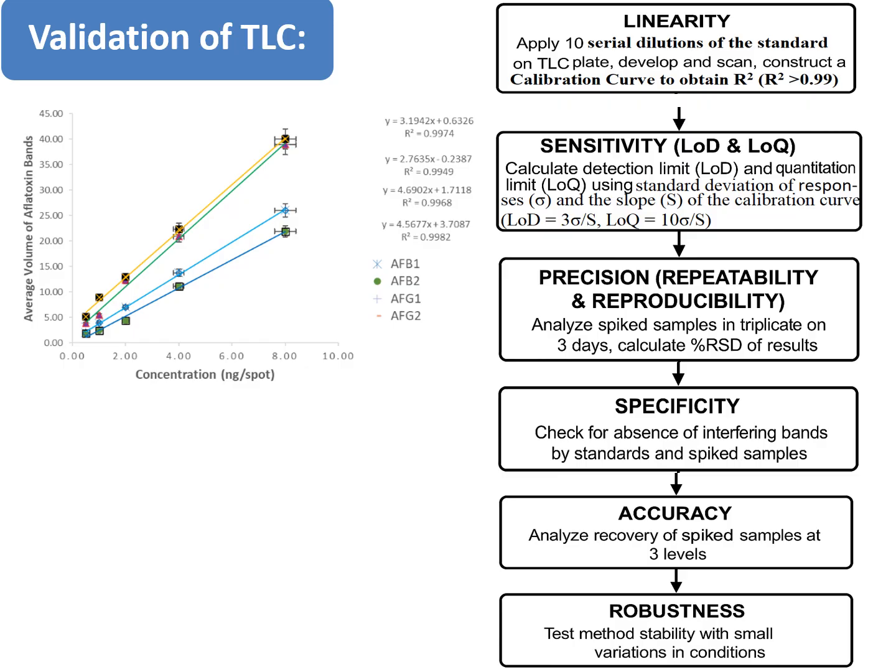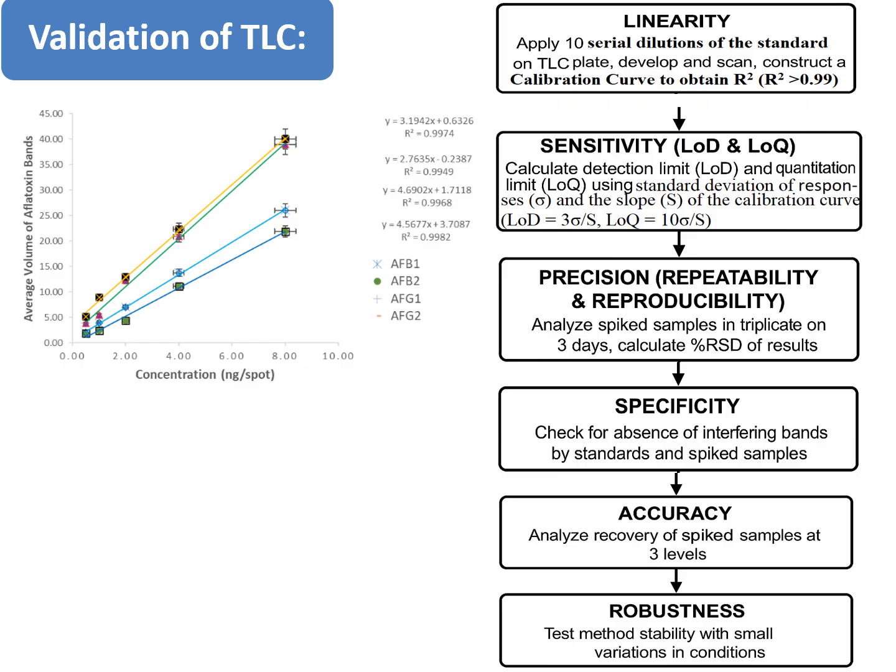Now, the last parameter is the robustness of the method. Robustness of the method refers to the ability of an analytical method to remain unaffected by small deliberate variation in method parameters and to produce consistent, reliable result under such conditions.